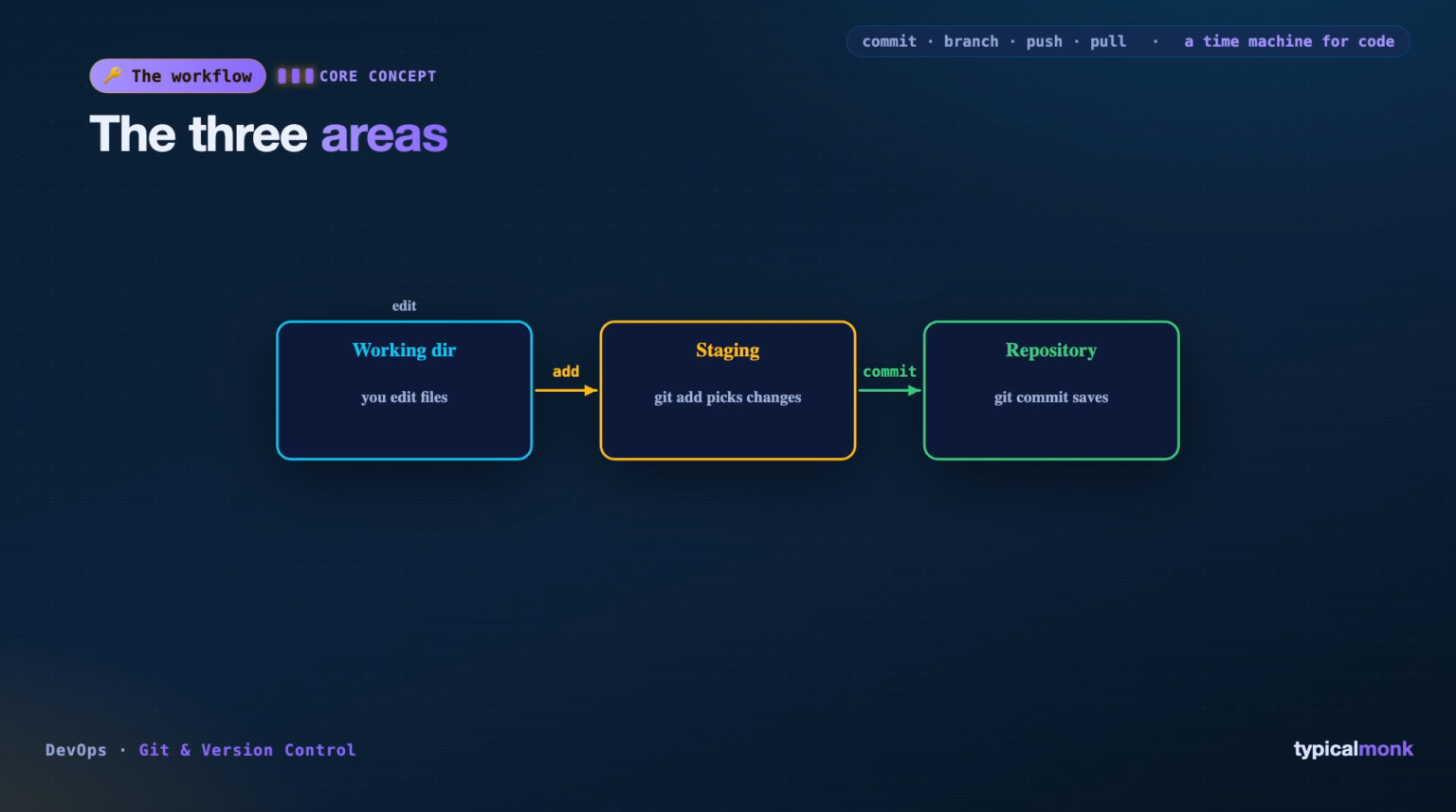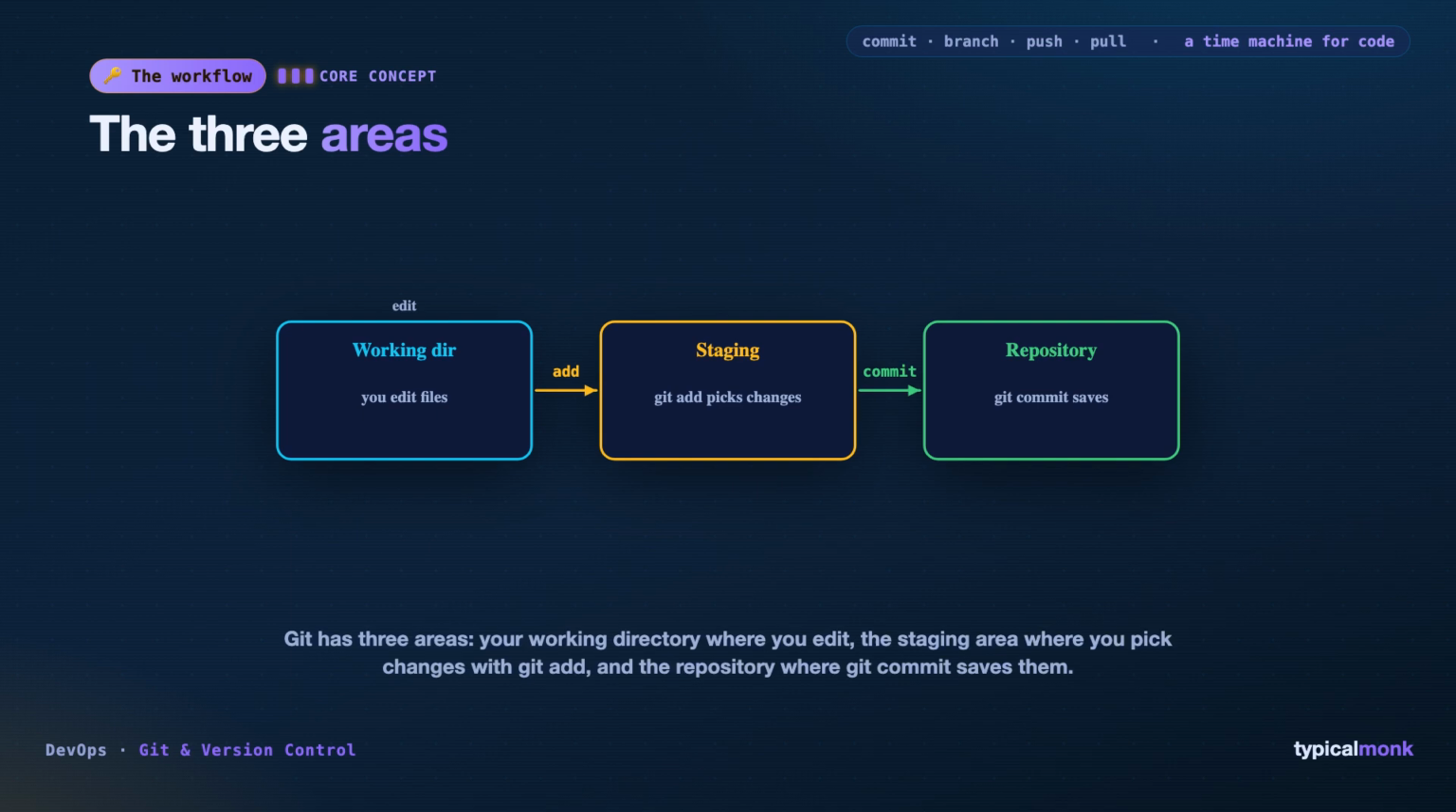This little pipeline is the beating heart of using Git, and once you internalize it, every Git command finds its place. So the takeaway: your changes flow through 3 areas, the working directory where you edit, the staging area where git add gathers exactly the changes you want, and the repository where git commit saves them permanently.